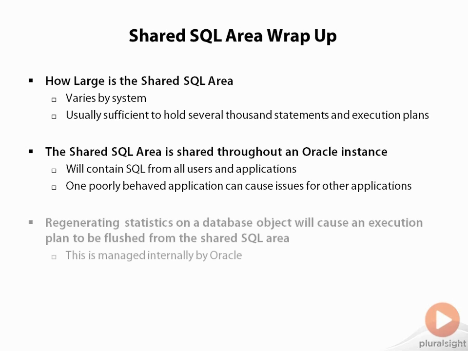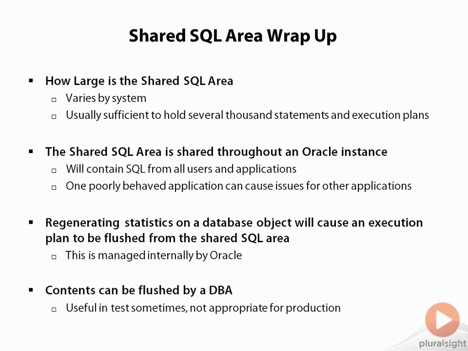Third, if you regenerate statistics on a database object, whether a table or an index, Oracle is smart enough to invalidate any execution plans that use that object and remove those execution plans from the shared SQL area. The reason why is that now that new statistics are available, the Oracle Optimizer may determine a different execution plan is more efficient, so we don't want to keep that old execution plan around. This is something that Oracle manages for you internally, and no action is required on your part.